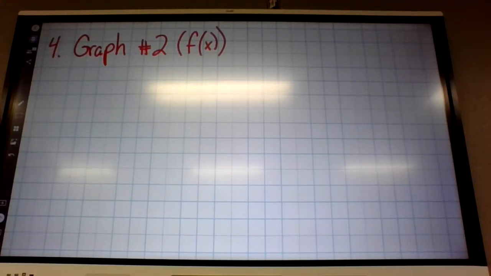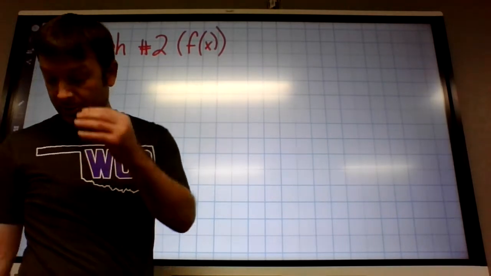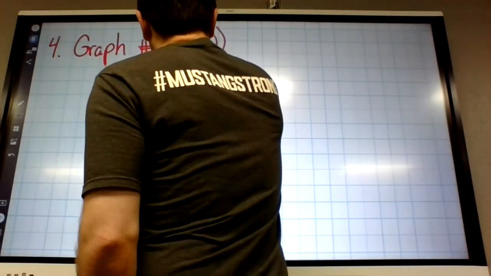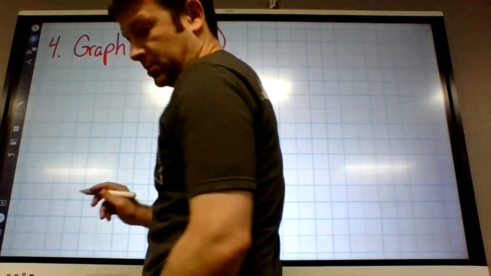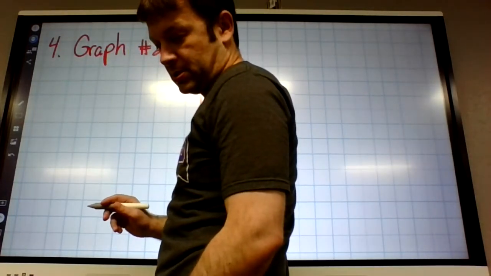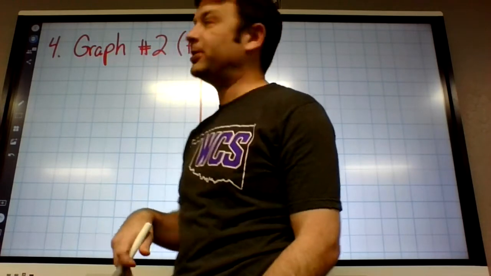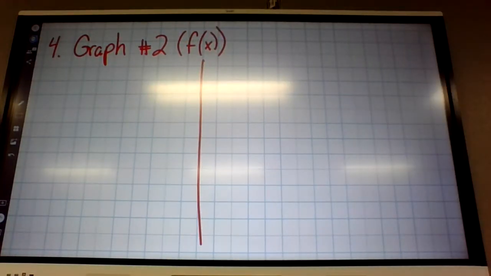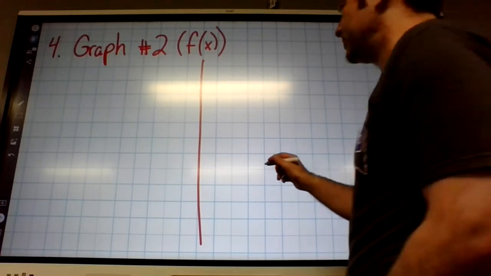Alright, so going back to number two, I would start with the vertex. I kind of forgot what I put on number two. What was number two? Okay, the vertex is at (3, -1).